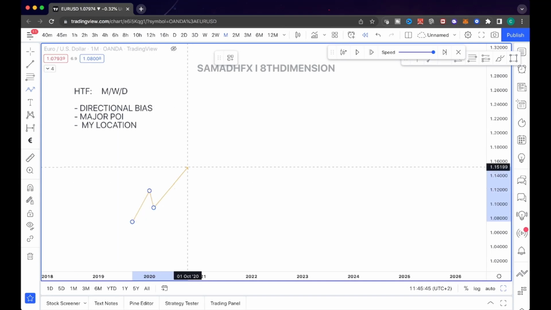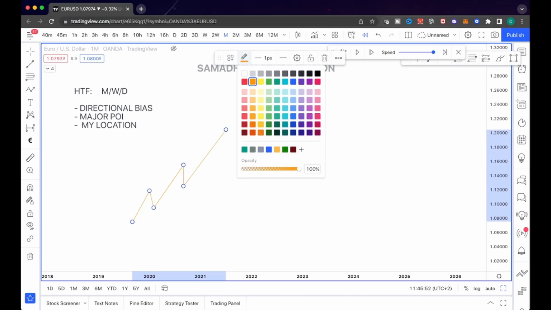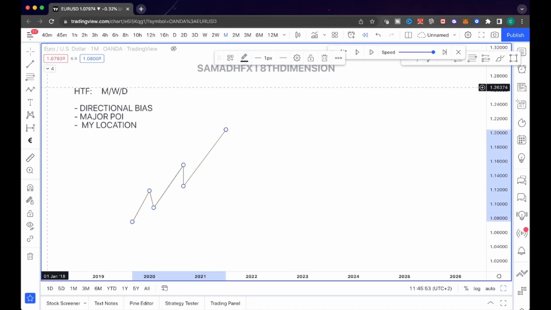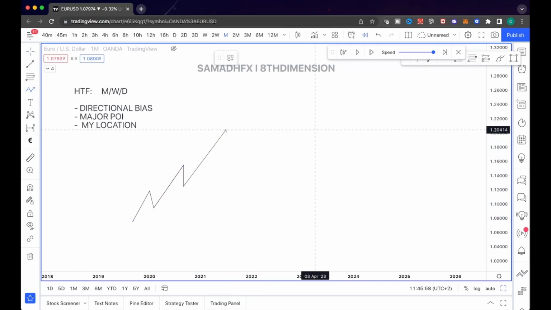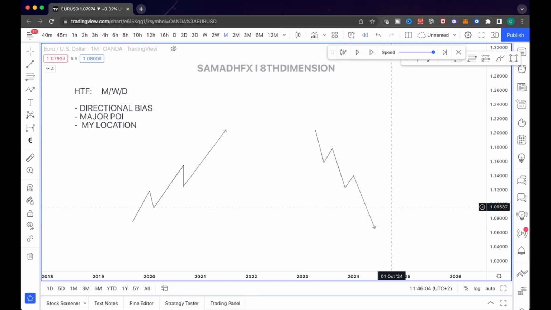let's say that you are in a bullish trend on weekly. Or in a bearish trend, the same. So let's do a couple of examples. Nice.